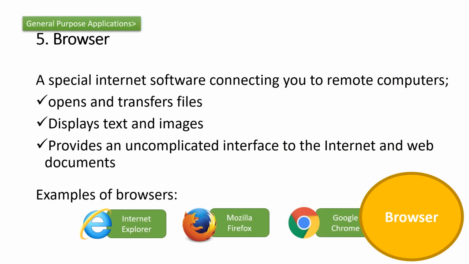The fifth one, the last general purpose application, is the one that we use almost daily, and maybe a lot of times every day: the browser program. Why do you need a browser program? It is to browse the internet. You can have Internet Explorer, Mozilla Firefox, and right now the most famous browser is Google Chrome.